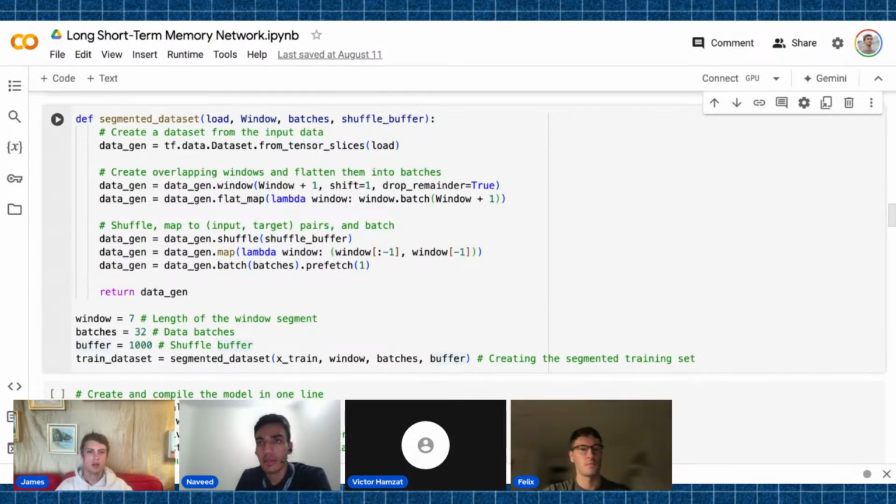Exactly. This buffer of 1000 simply means that because we have now segmented the entire data into these 7-length windows, we will have lots of different windows. The buffer picks a thousand values at random because it does not want to store all of it at once in the RAM. It creates this buffer, which is easier for the computer to manage efficiently.